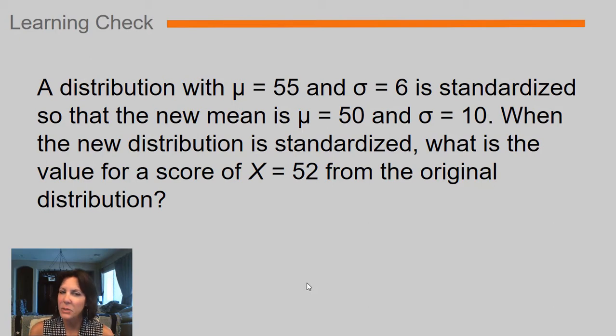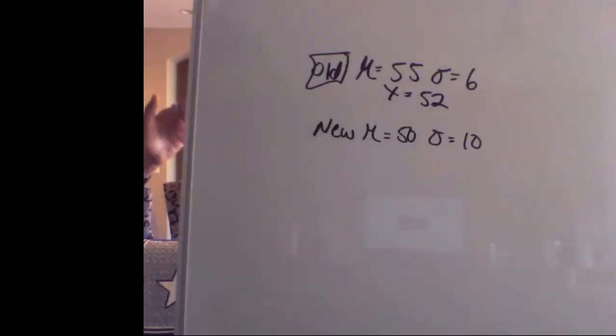Now this is something we do sometimes, is we standardize it to have set values. Maybe not a value of 0 for the mean. Sometimes we can just pick a number and say this is what I want to standardize it to, with a standard deviation of 10. So we're going to standardize the new distribution, and we're going to find the value for a score of x equals 52 from the original distribution in the new distribution. All right, let's take a look.